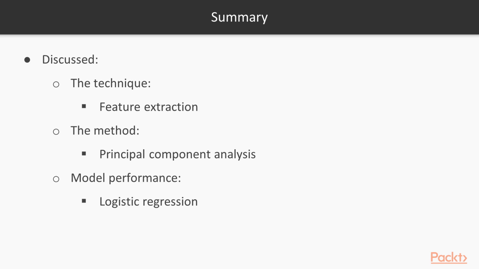To summarize, in this video, we have looked at feature extraction. We have used a method called principal component analysis to pick the best features and extract them. And then we have compared model performance of logistic regression on data that did not use PCA and data that did use PCA, and we compared these two models.